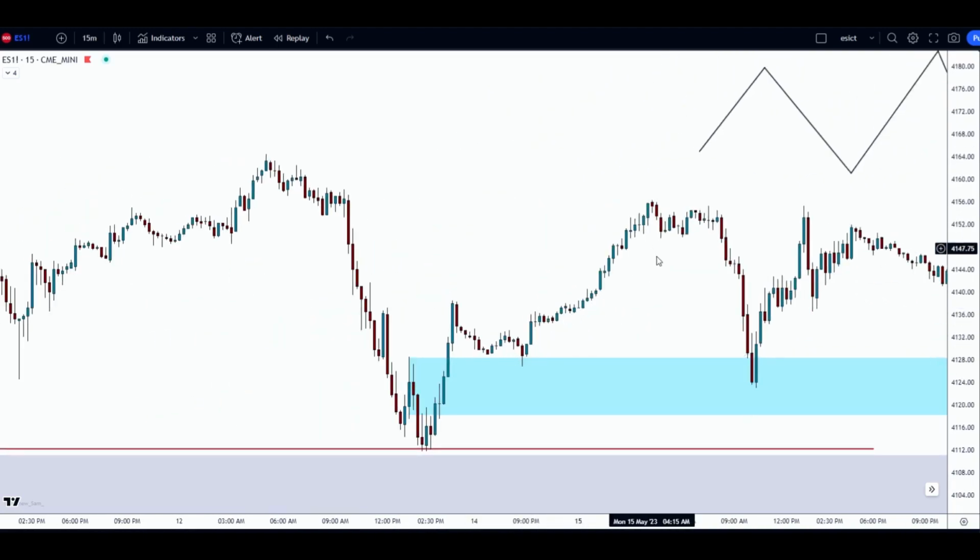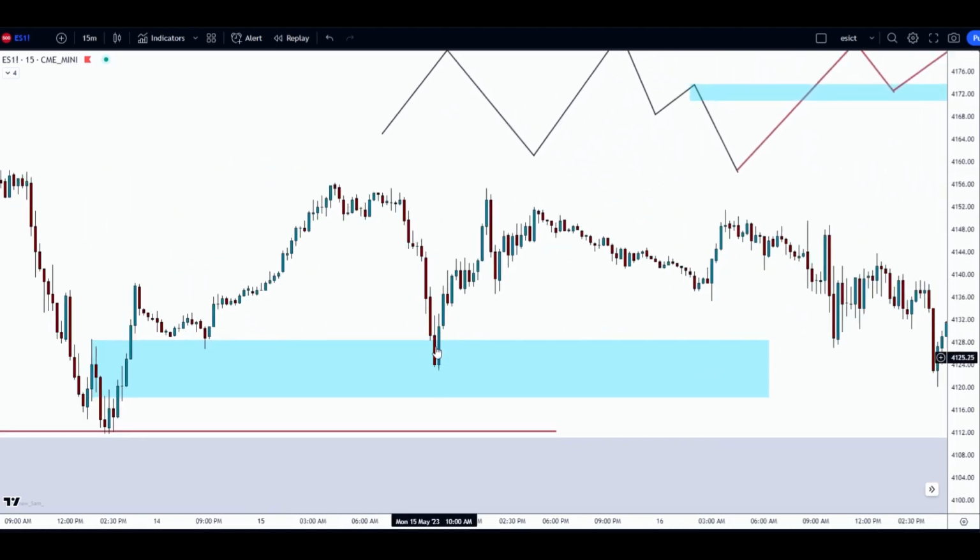That's a really good trade. And then it drops down again. Another really good trade. You know, let's say you enter on a touch of it. You're only risking 5 points to make 30 points.